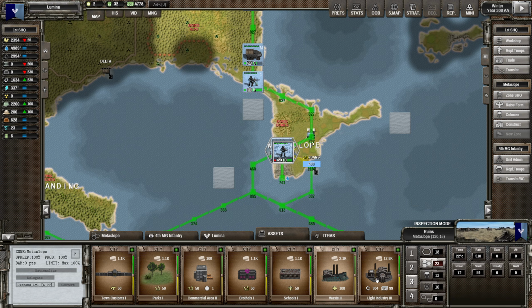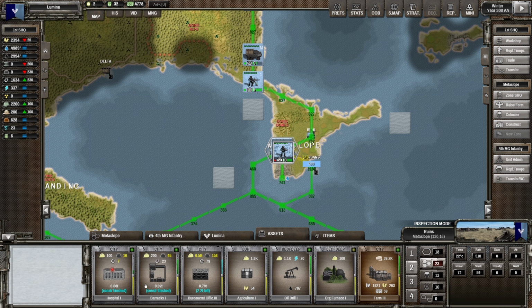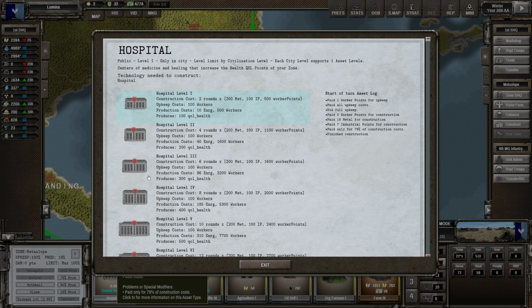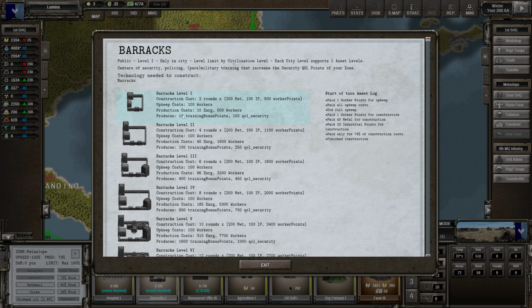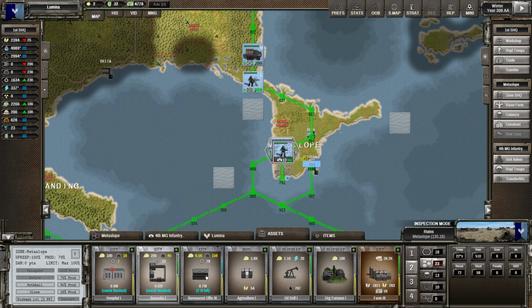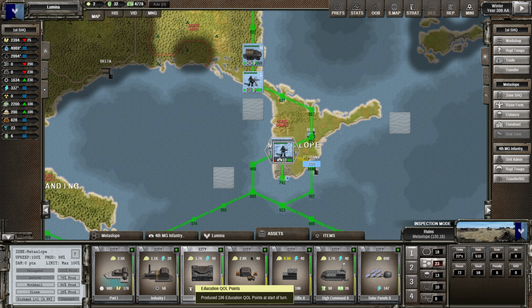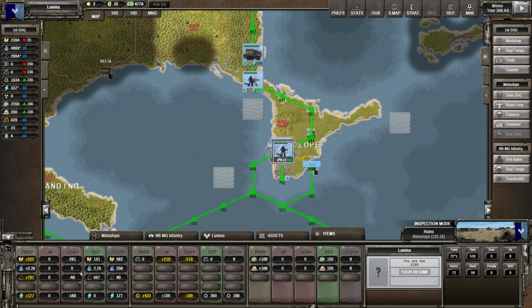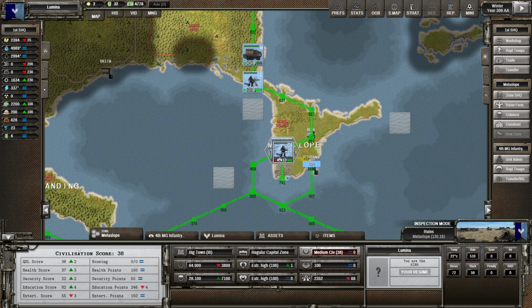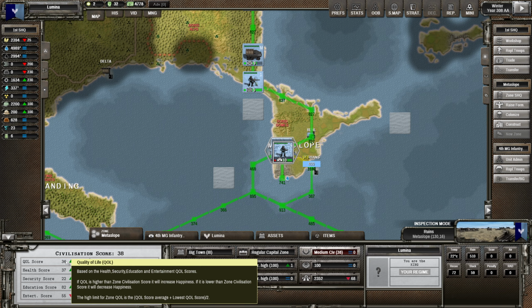So nurturing the private economy is really important for quality of life if you're not willing or able to build your own quality of life buildings. The hospital here is an example of a government quality of life building. So you'll see here, hospital level 1 gives you 100 quality of life health points. The barracks gives you 100 quality of life security points, and it gives you some training bonus points. Have we got any more? Yeah, university is giving you school education points. All of these go into quality of life. So the more your quality of life is, basically the better your civilization score gets.